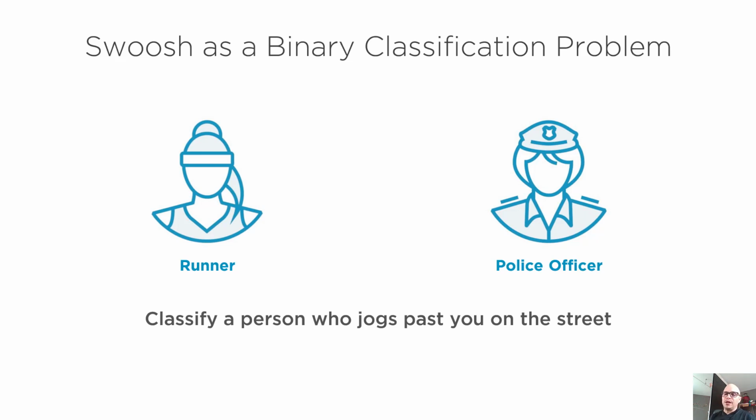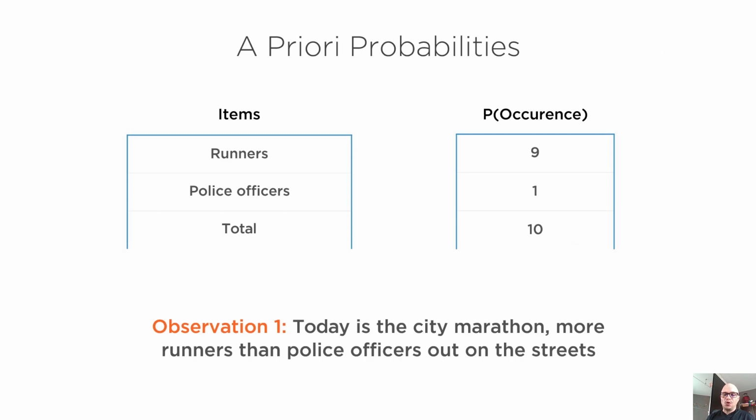Suppose you are in a marathon and there are people running around you or past you, and you want to know if a person that runs past you is either a runner or a police officer. Okay? So the probability, if you take a look, for runners maybe is 9 out of 10 and police officers 1 out of 10.